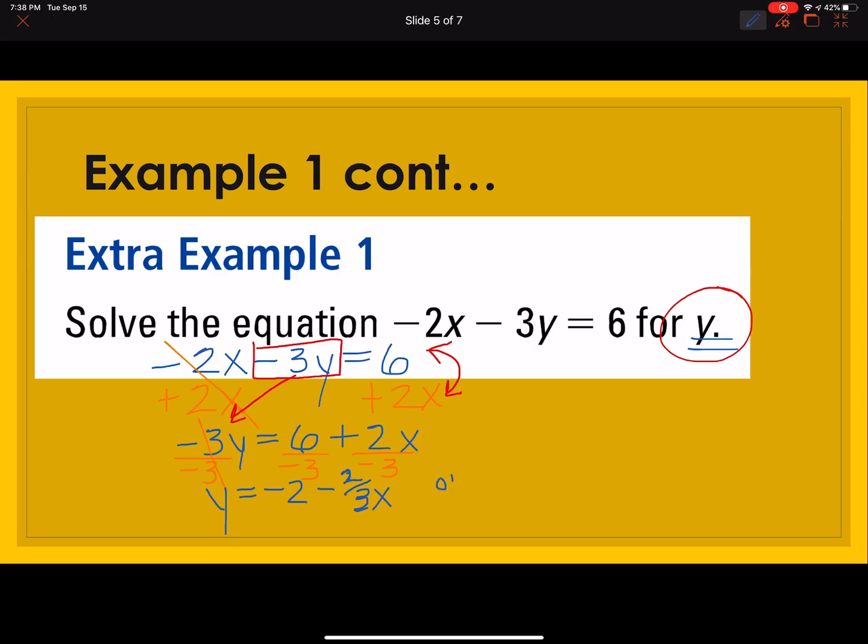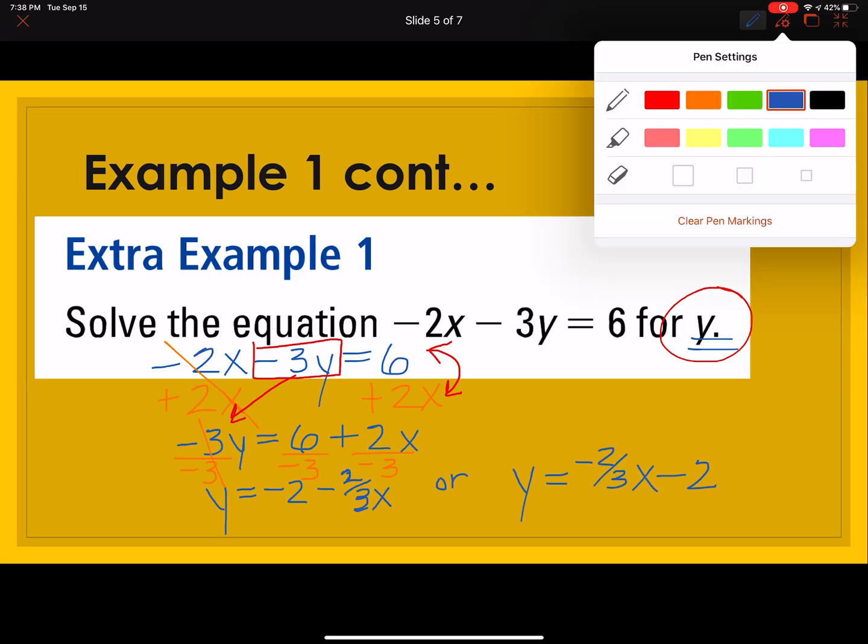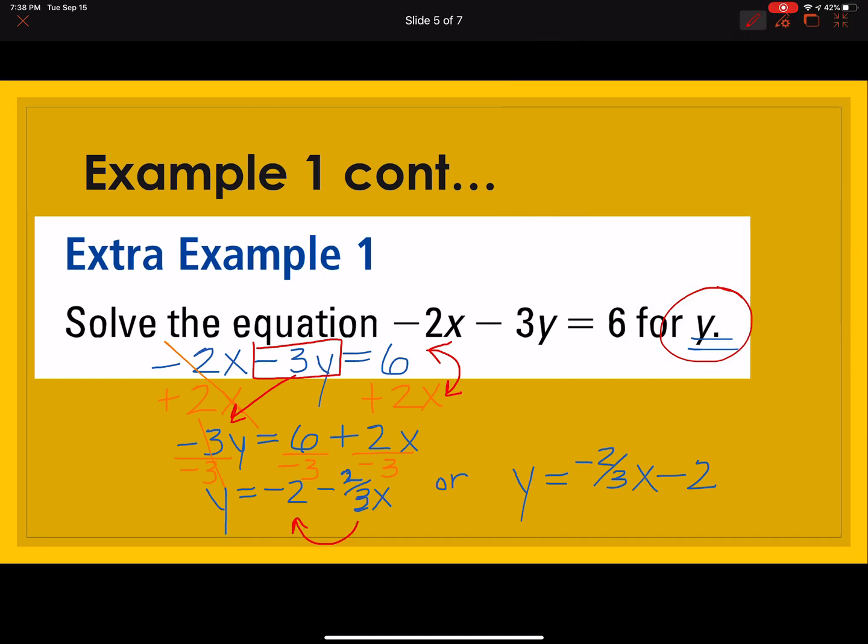Now, this could also be written as y equals negative 2/3 x subtract 2. Same thing. All I did was reverse those terms. But as long as the sign in front of them is correct, it is the same answer. And once again, that negative sign can go with the 2 in the numerator, it could go with the 3 in the denominator, or it simply could go out front in the middle of 2/3. All of these ways are correct.